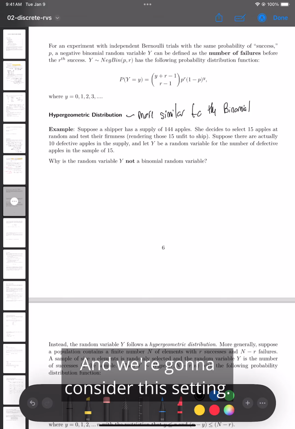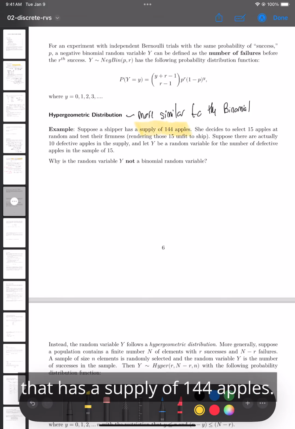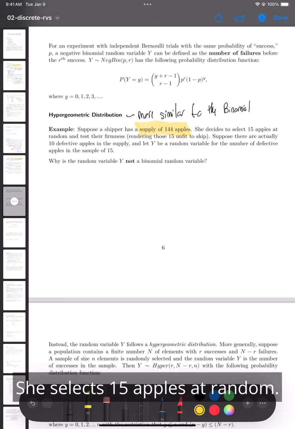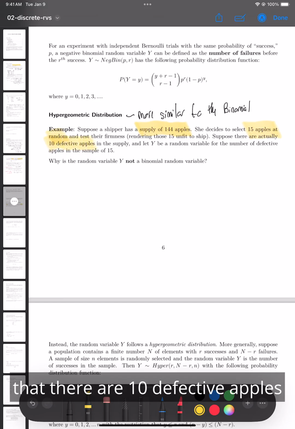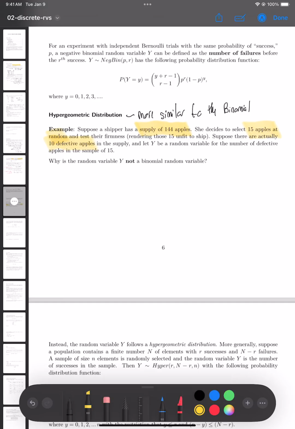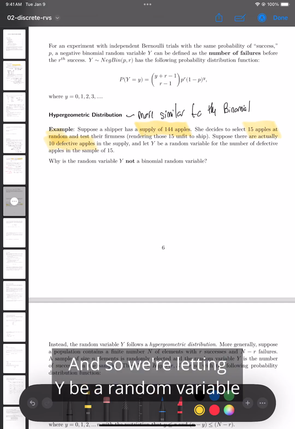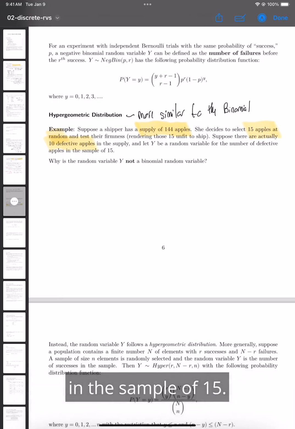And we're going to consider this setting. We've got a shipper that has a supply of 144 apples. She selects 15 apples at random. We also have this other piece of information that there are 10 defective apples in the supply of 144. We're letting y be a random variable for the number of defective apples in the sample of 15.